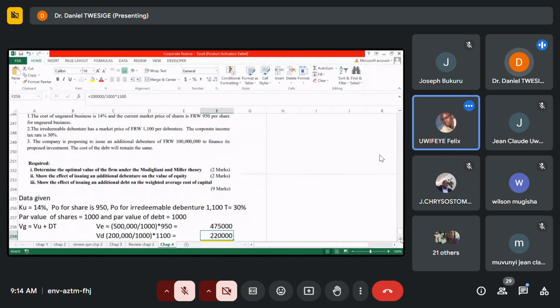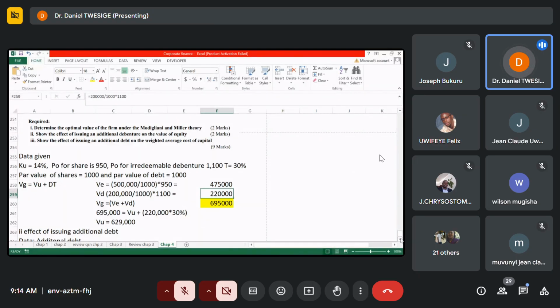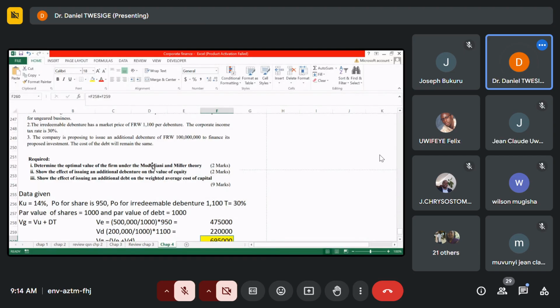Now, once you have the current value of the debt, what is the value of a geared business in this case? Because this value is already geared, it's not ungeared. So I get the value of equity, which is geared, plus the value of debt. Then I get the value of a geared business. If I want to get the value of ungeared, this one we are only going to use. That's why here, it is only 2 marks. It doesn't require a lot of working.